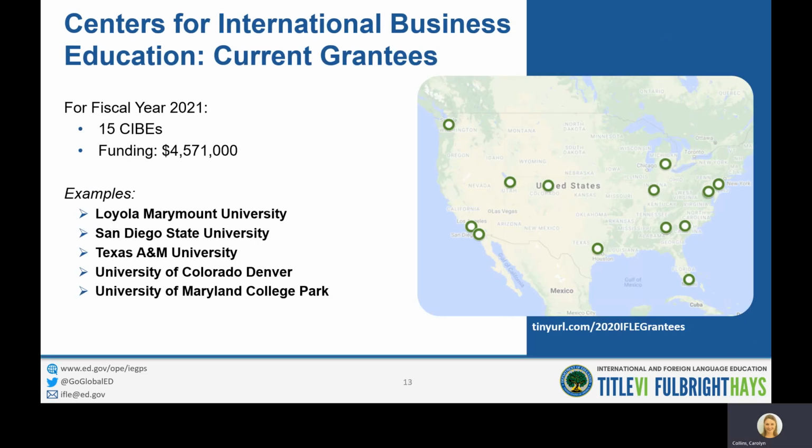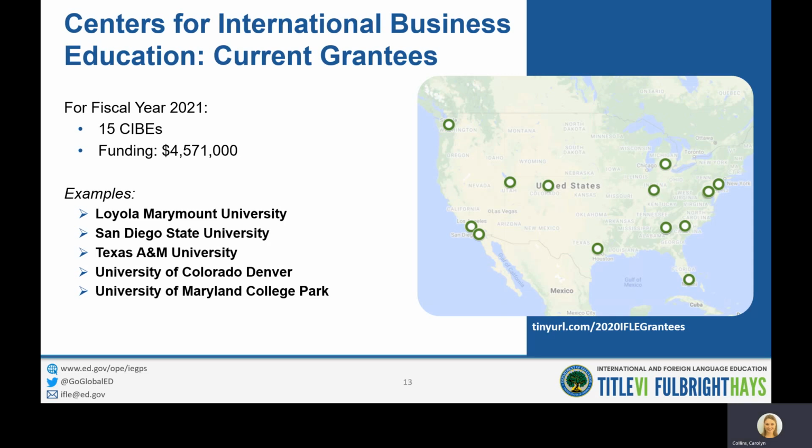The map you see here shows where our current community of CIBE grantees are located. Again, you'll see that they're really located across the country. We have 15 CIBEs at the current time that receive funding of 4.5 or closer to $4.6 million for fiscal year 2021.